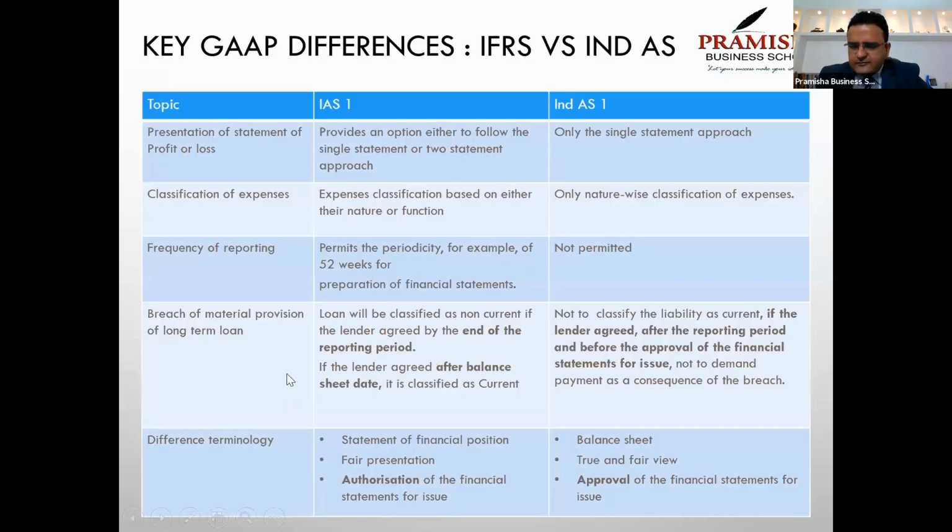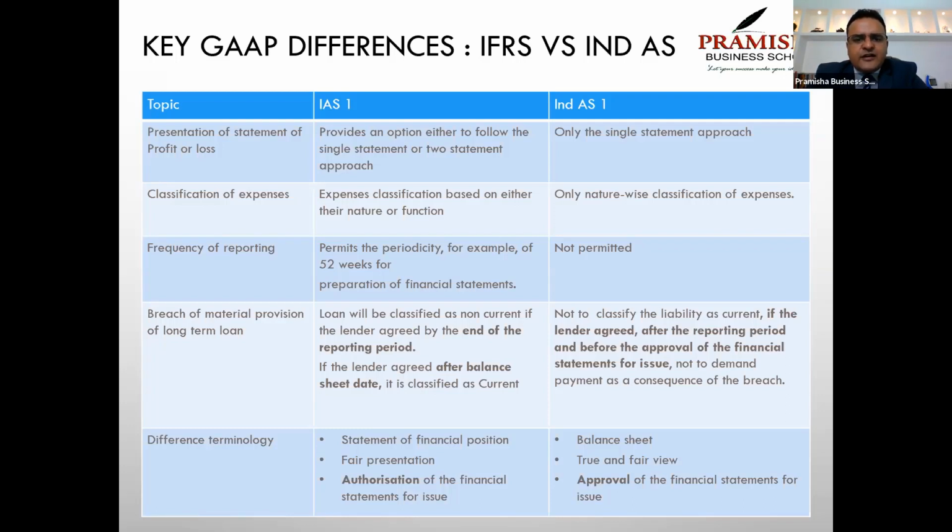look at the difference. Breach of material provision of long-term loan. According to IAS 1, if there is a loan which is repayable by the end of the year, it was classified as non-current till now, but if you're liable to pay, you have to reclassify it from non-current to current. And the loan will be classified as non-current if the lender agreed by the end of the reporting period, say our reporting period is 31st March 2019, if the lender has agreed to roll over this finance or has agreed to refinance before 31st March, we can continue to classify it as non-current.